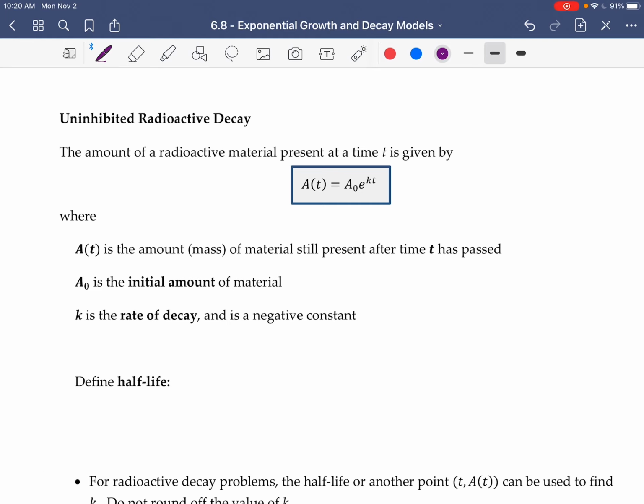Okay, so here you might have some amount of radioactive material present at time t, and because of the uninhibited decay nature, it's also modeled by a similar equation. So A of t equals A0 e to the kt. Here A of t is the amount of radioactive material still present after time t. A0, again, is the initial amount of radioactive material, and k is the rate of decay. Because it's decreasing, it's going to be a negative constant. So here k is negative.